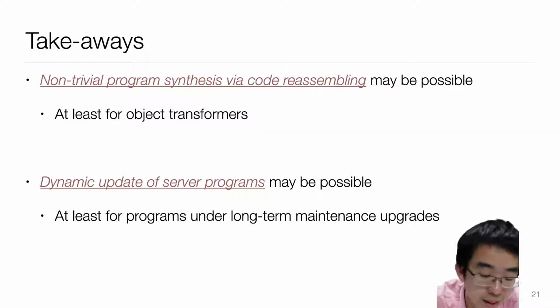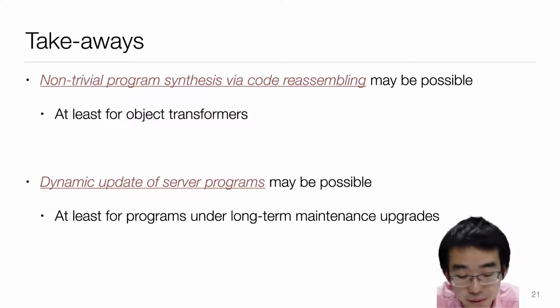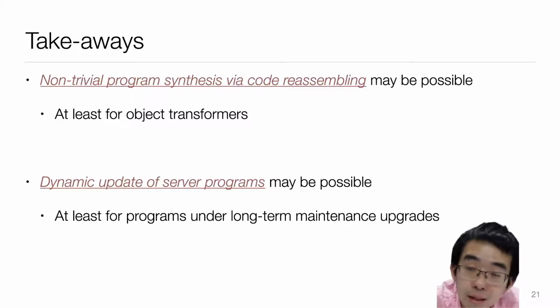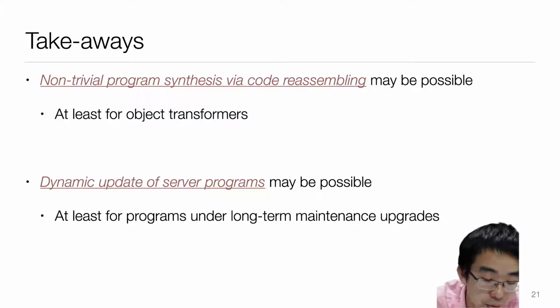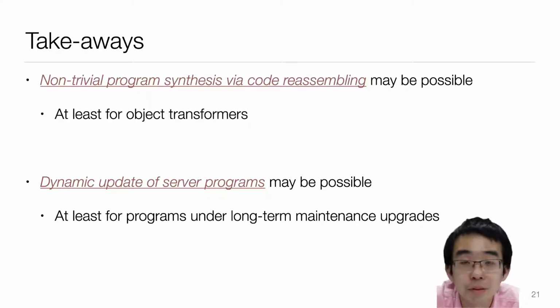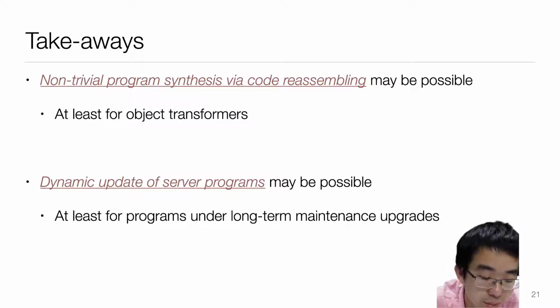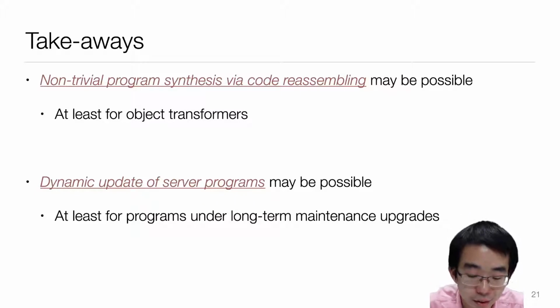We're going in the opposite direction of program synthesis, with no need for generalization. Can this idea be applied to other synthesis tasks like program repair? We still have a long way to go. Furthermore, this paper also showed that dynamic software updating for server programs under long-term maintenance upgrades may be possible. Generally, the code changes for maintenance upgrades are evolutionary, but not revolutionary. And this is the foundation of the validity of dynamic software updating.